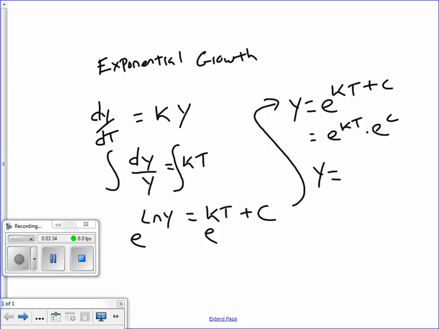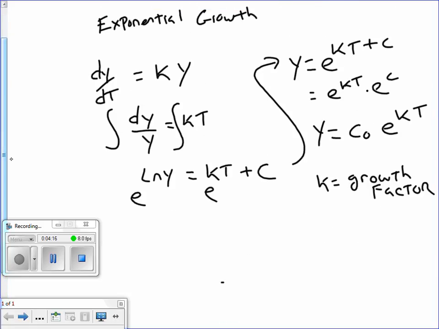Let's just call it c sub 0, so y equals c sub 0 e to the kt. And now it's exponential growth. If t is time, as time goes up, my population changes. The population might go up if k is positive. It might go down if k is negative. We call k a different name: the growth factor, the growth constant, whatever you want to call it. Your biology teacher might have one name, your physics teacher might have another name. It all depends on the standard for the discipline that you're applying this to.